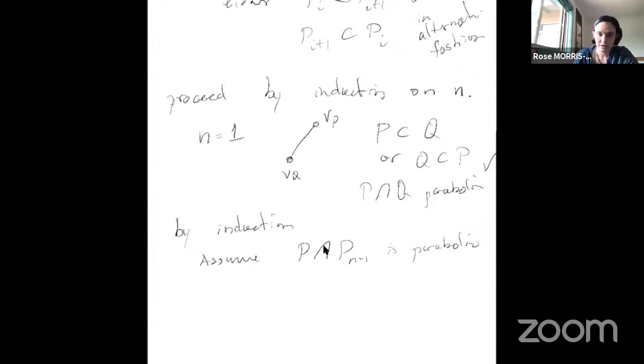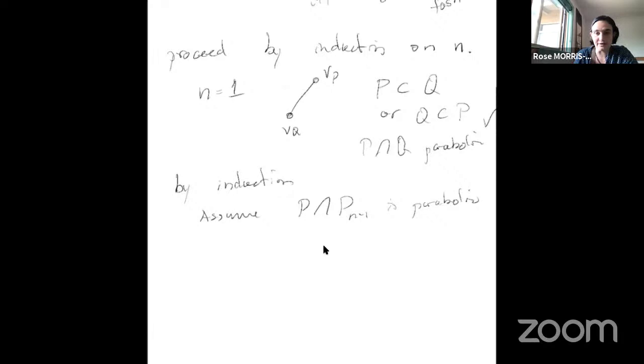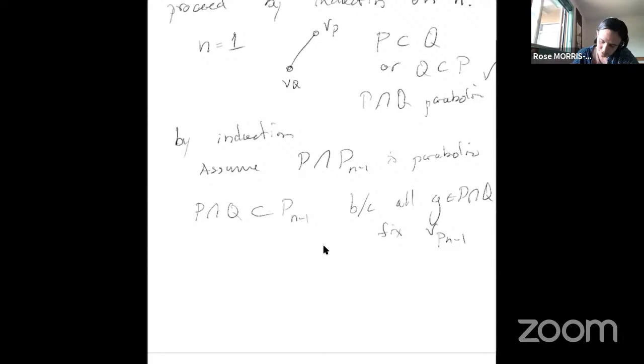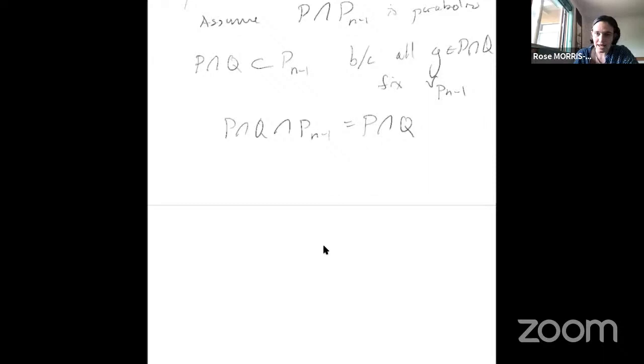And I know that this whole path is fixed by G, right? So that tells me that P intersect Q is a subset of this PN minus one, right? Because all elements G inside P intersect Q fix the entire path, and so they have to fix this vertex on this path. Right, so this tells me that P intersect Q intersect Pn minus 1 is equal to P intersect Q. And then you divide into cases.